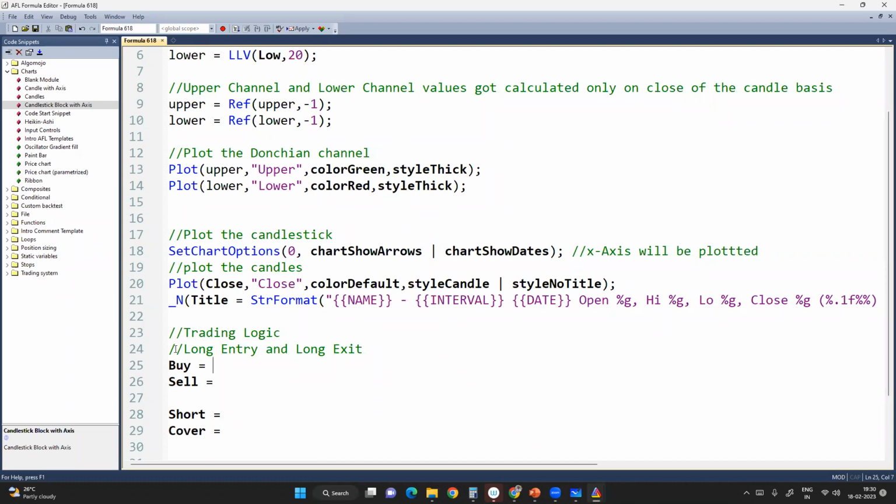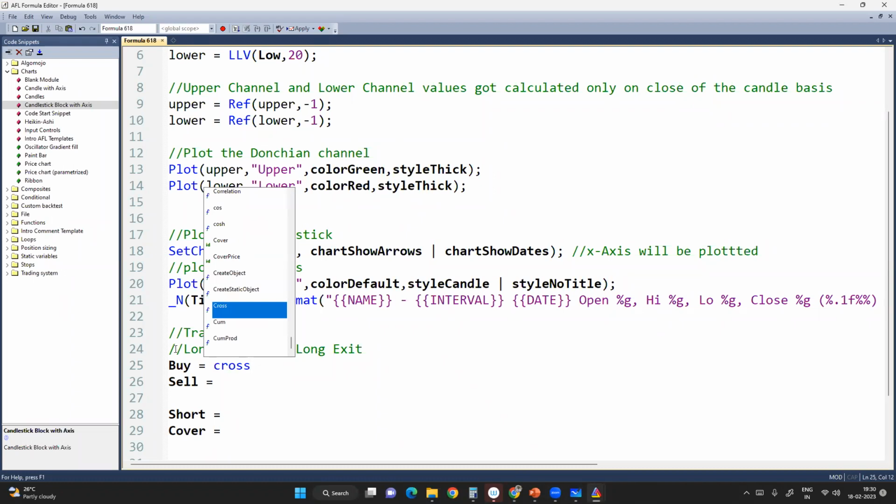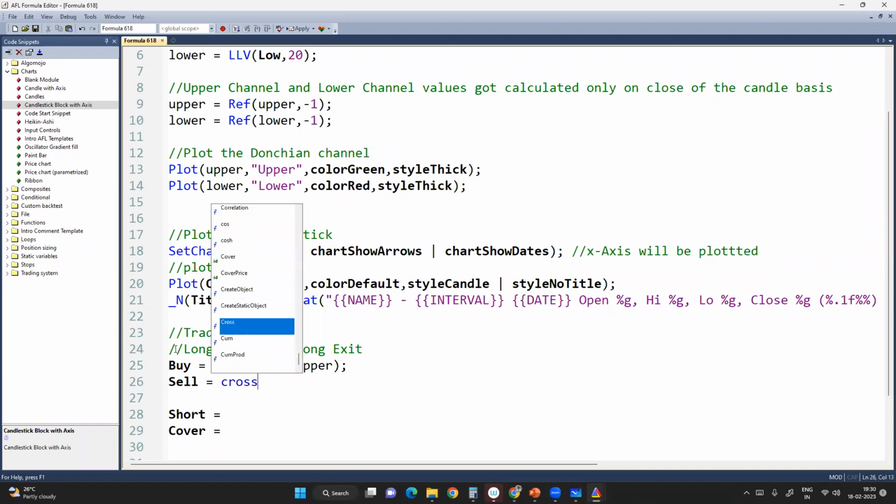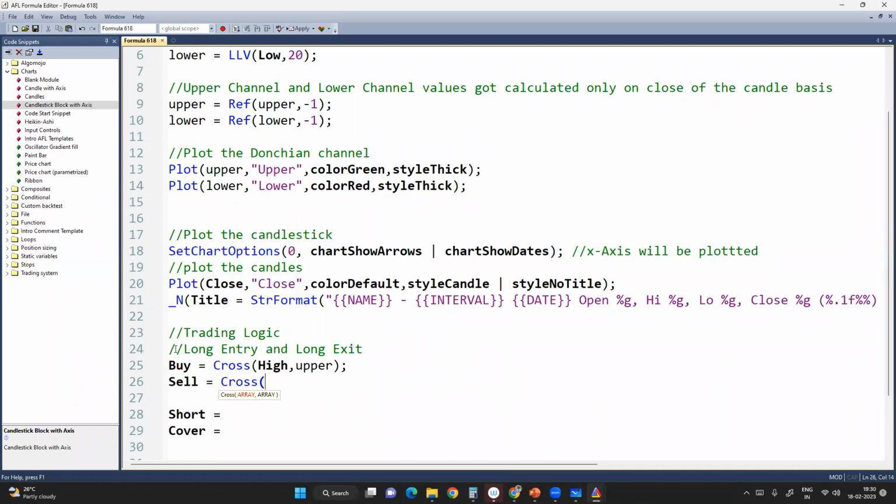So my buy rule is I want to buy when the upper channel is getting broken out. So I'm going to use a cross of high comma upper channel. Here I'm just looking for a breakout. Upper breakout is what I'm looking for. And I want to exit if the lower channel is getting broken on the downside. So I'll wait for the lower channel to be broken by the low of the candle. That way my long entry and long exit happens.